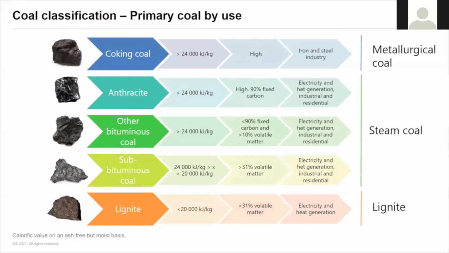Another way to distinguish is to see through their usage. For example, coking coal is sometimes referred to as metallurgical coal because it's used mostly in iron and steel industries, and anthracite and bituminous coal will be used mostly in electricity and heat generation or smaller residential activities, and will be referred to as steam coal because of its use in generators. Lignite is still usually excluded from this kind of classification.